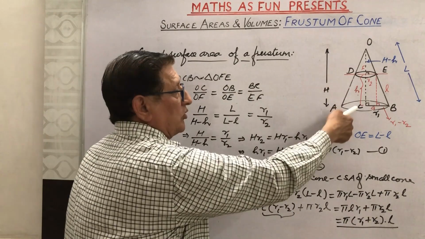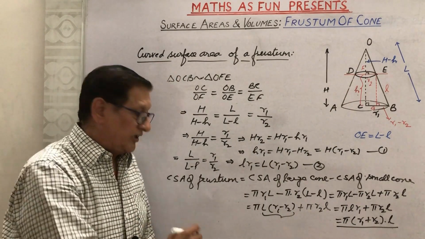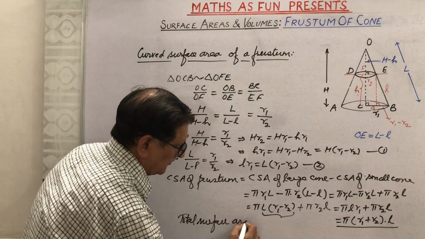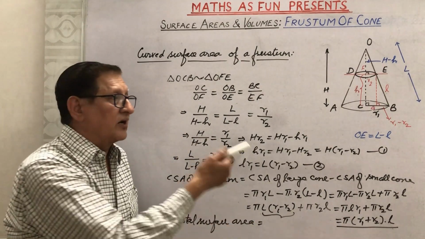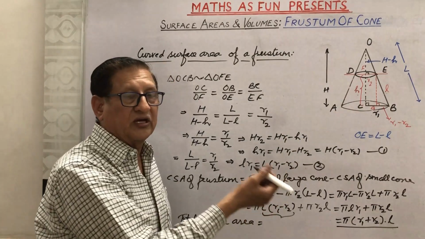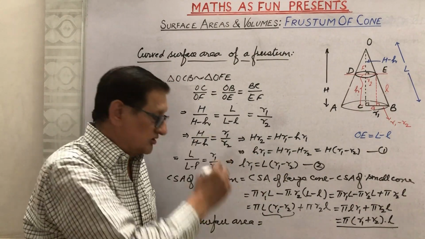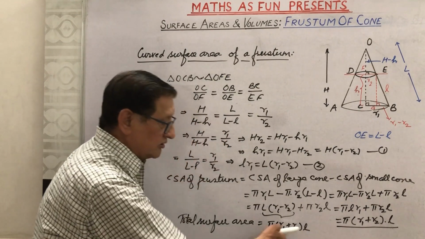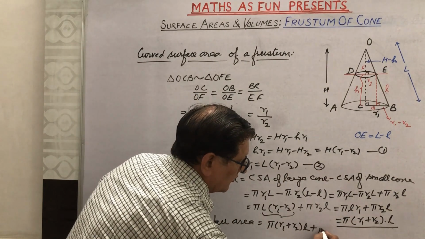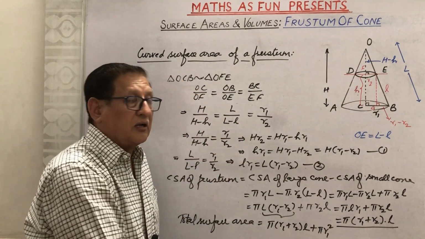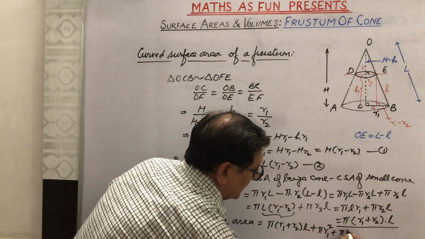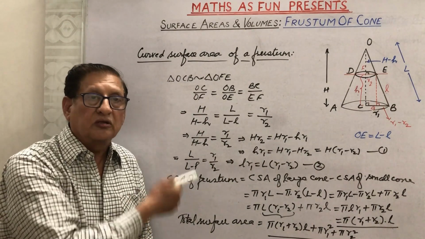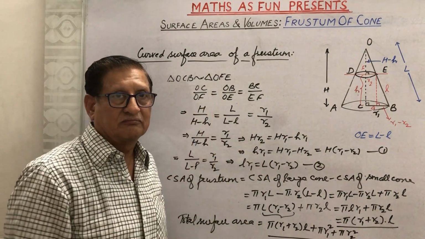Now in case it is a solid frustum, and you want to find out the total surface area of frustum, what we will do? We are getting two more faces, they are circular faces. We have to add the area of these faces also. So this will be equal to pi into R1 plus R2 into l, that is the curved surface area, plus area of base, that is pi R1 square, plus area of top, that is pi R2 square. This becomes the formula to find out the total surface area of a frustum.